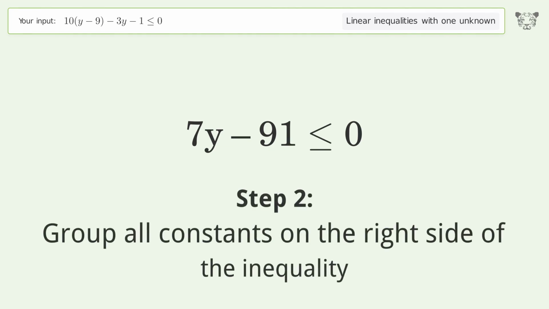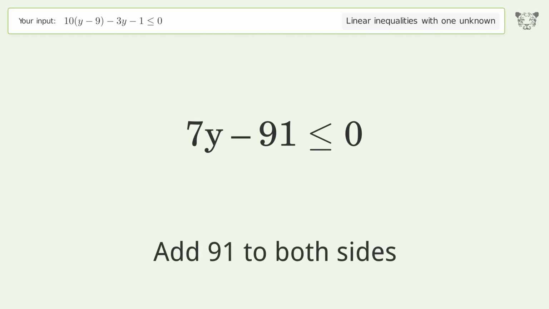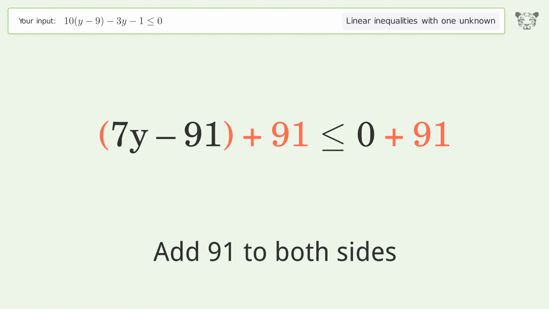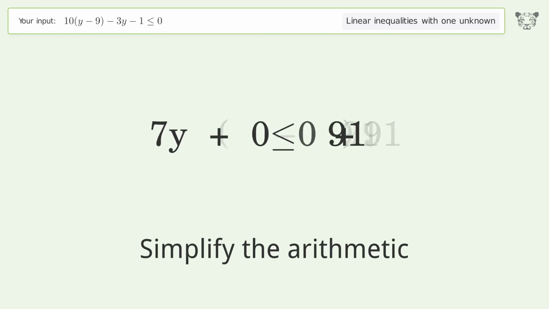Group all constants on the right side of the inequality. Add 91 to both sides. Simplify the arithmetic.